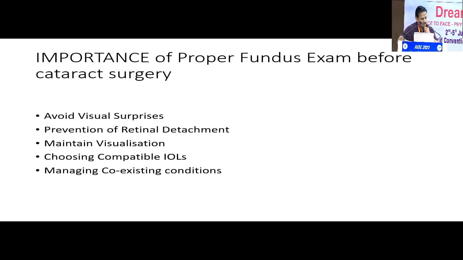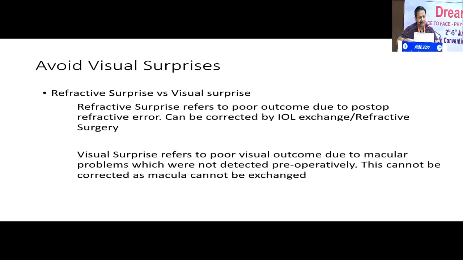Briefly, because I wanted to include this: what is the importance of proper fundus examination before cataract surgery? Because many of us cataract surgeons tend to miss doing a proper fundus examination beforehand. The most important reasons are to avoid visual surprises, to prevent retinal detachments, and to diagnose any lesions which predispose the patient to retinal detachment after cataract surgery. Sometimes it is to maintain visualization and to choose compatible IOLs. If there are some retinal problems, you have to choose compatible IOLs and manage coexisting conditions, like if there's cataract and diabetic retinopathy also. So you need to do a proper fundus examination before cataract surgery.